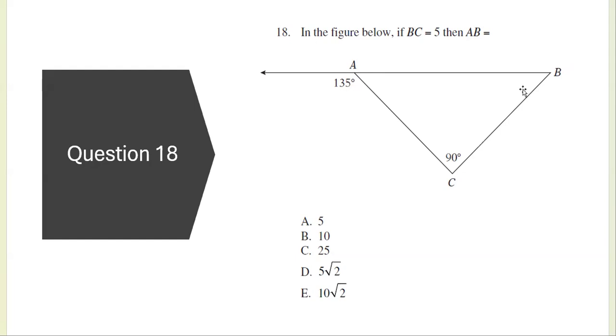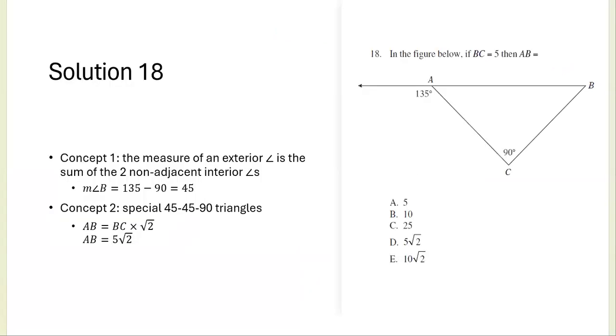Okay, multiple ways to approach it, as I said before. Okay, but after that, we get that this triangle is a 45, 45, 90 triangle. Okay, so if BC is equal to 5, the AB is the hypotenuse, so 5 root 2. Choice D.